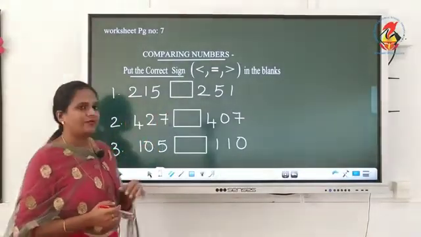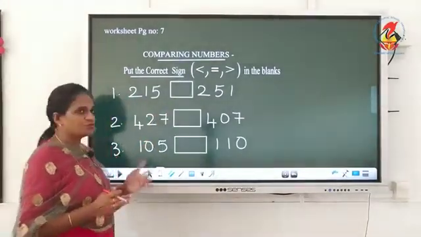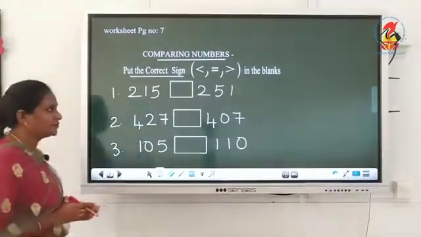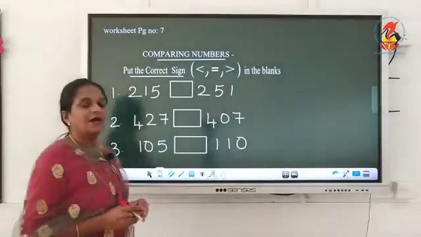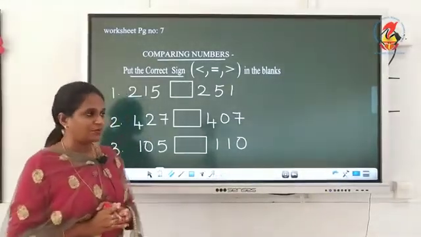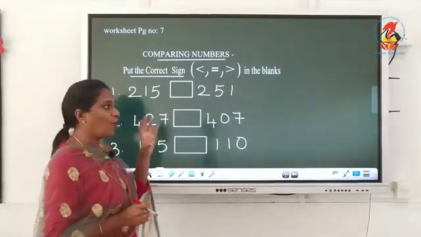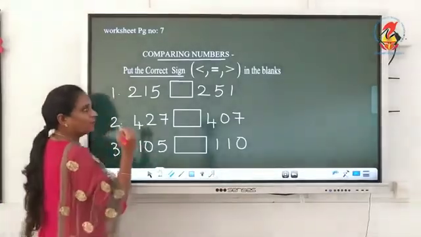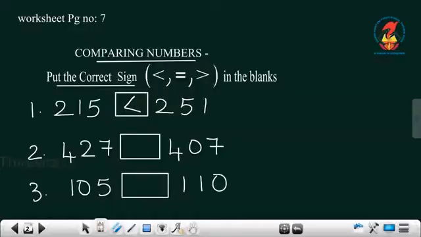215 and 251. We have two numbers here. Which one is greater? I'll give you a clue: a crocodile will come and eat the greater number. So, the crocodile will open the mouth and eat the greater number. How do you open the mouth? This way. So, 215 less than 251. Got it?